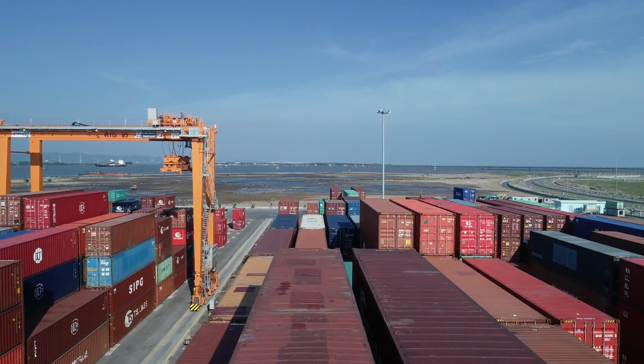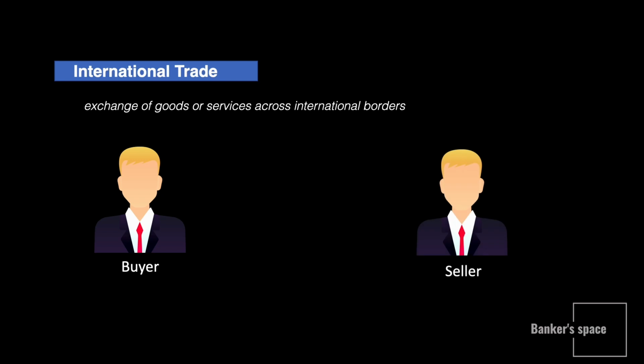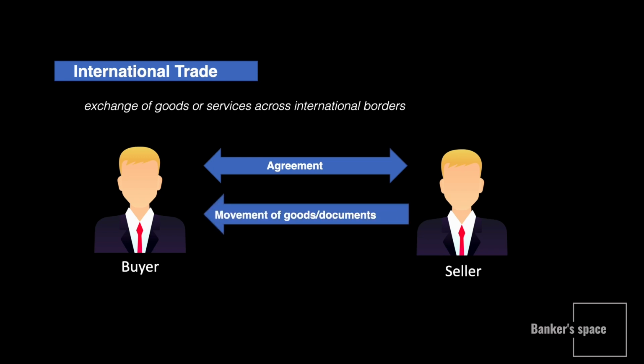First, let's see what is international trade. International trade is exchange of goods or services across international borders. When it comes to trade, let it be international or inland, the main parties are buyer and the seller who are exchanging their goods or services for money. Every trade has to go through three processes. The first one is agreement between the buyer and the seller, and the second one is simultaneous movement of goods and the documents, and the third one is movement of payment.